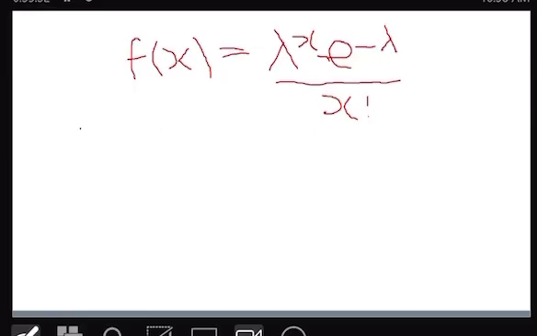If I want to use the method of maximum likelihood, I'm actually going to find the product of both sides. If I want to find the product, we call that the joint, and there's going to be lambda raised to the power summation x.